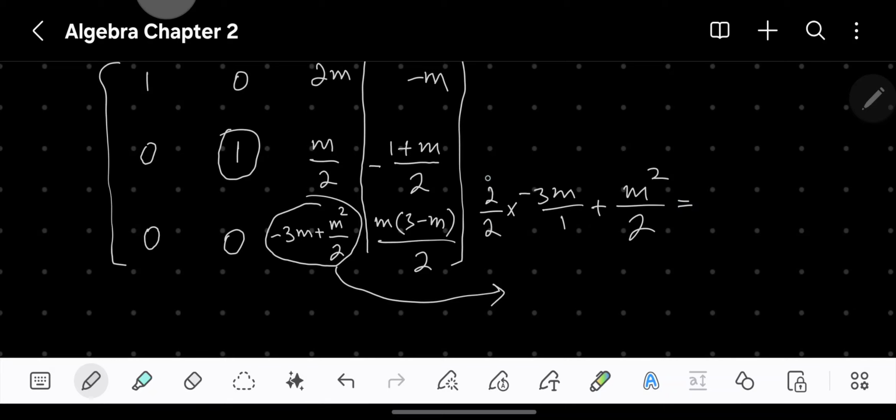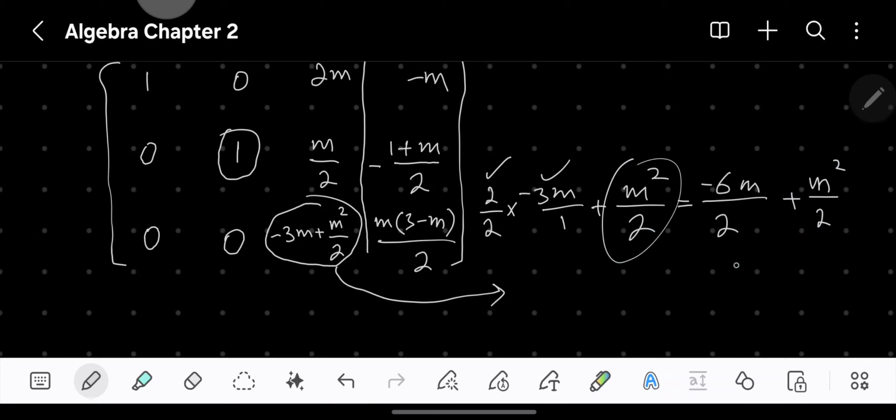So what will I do? I will multiply this 2 with minus 3m. So 2 times minus 3 is minus 6m by 2, plus this value m square by 2. Now 2 is common. I can write 2 common: minus 6m plus m square.